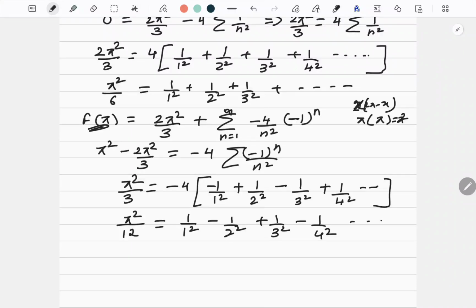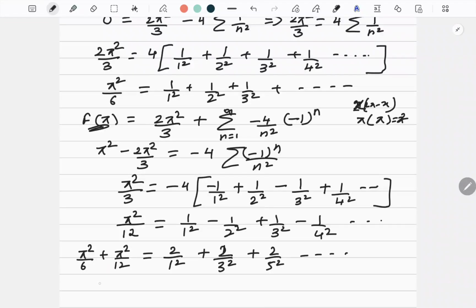Now again I got a series, but it is not the series which I want. So I reduced two series, but both are not the series which I want. So in such cases, you should try to add the series. Now if I add these two series, what will happen? Pi square by 6 plus pi square by 12 is equal to 2 by 1 square. Then the second term will get cancelled, plus 2 by 3 square. Then the negative term will get cancelled, plus 2 by 5 square, and so on.